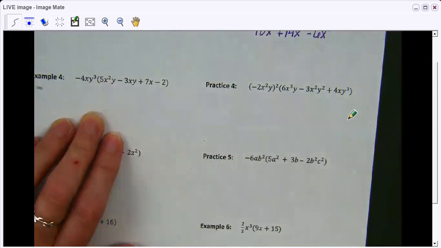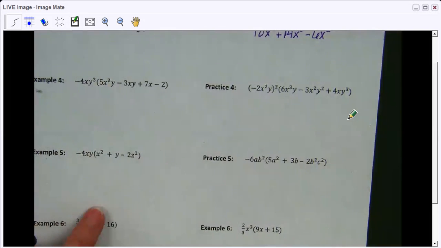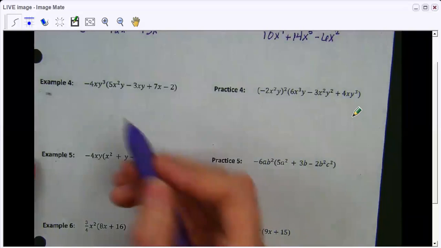Okay, go ahead and work on it. If you're finished with it, move on. And then Isaiah is going to help us with example 4 in a minute. I'm going to work out example 4 now.